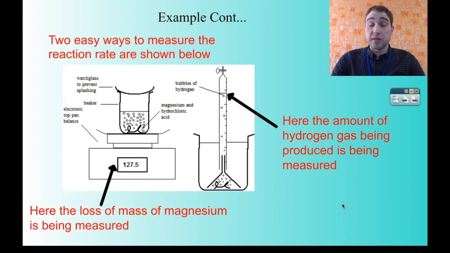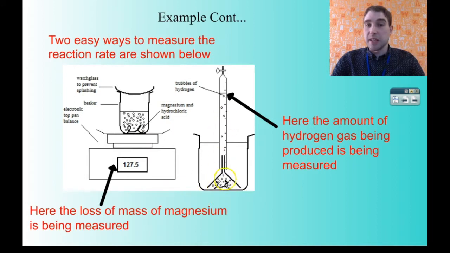So here's a picture showing some ways. Like I said, we could have our beaker with our acid on a balance. We chuck in the magnesium and we watch what happens to the mass on the balance over time. As the hydrogen is being produced, the hydrogen gas escapes, and that leads to a loss of mass of the reaction mix.